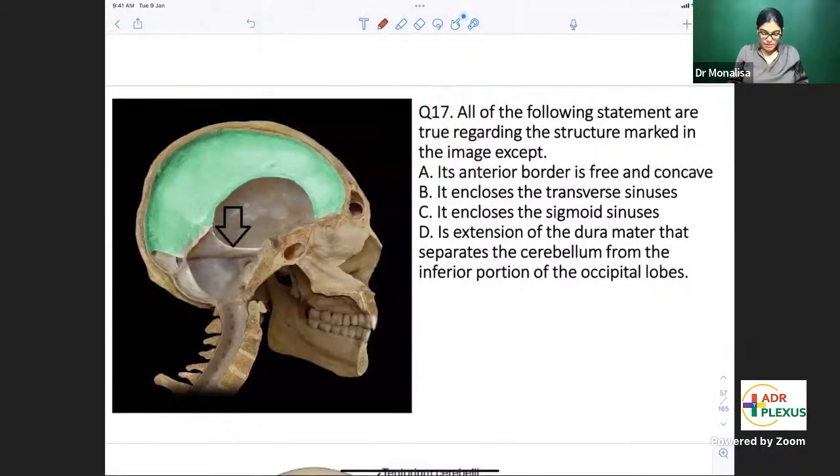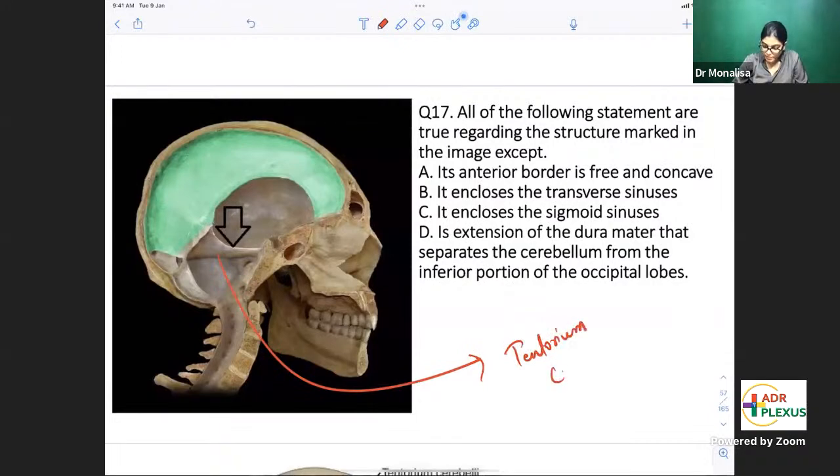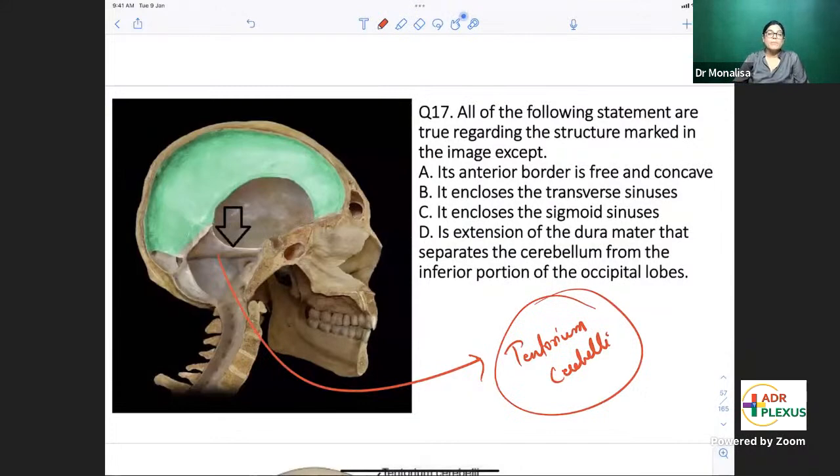The first thing is that we have to know about this arrow marked structure. What is it? Actually, this is the Tentorium Cerebelli, which forms a dural fold. It protects the cerebellum from the heavy-weighted occipital lobe of the cerebral hemisphere. So yes, D is absolutely correct.